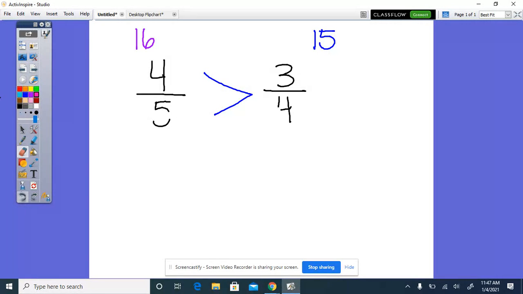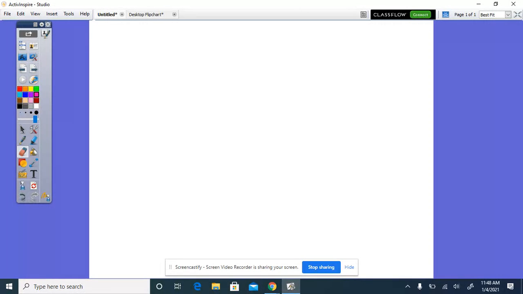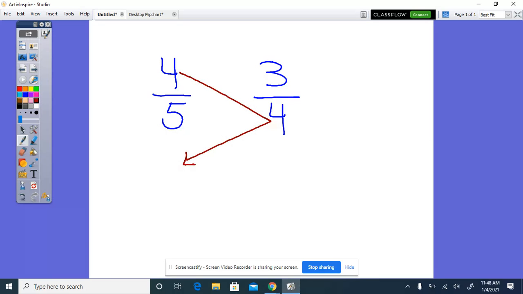What did I have up here? 4/5 and 3/4. Same exact problem, different method. 4 times 4 is 16. 3 times 5 is 15.